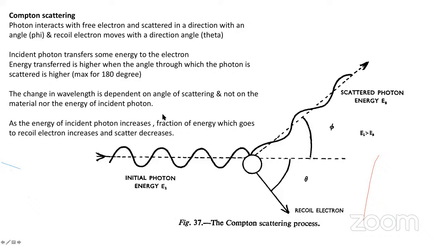And the change in wavelength, basically wavelength is the energy, it's a different way of putting it, is dependent on the angle of scattering and not on the material, nor the energy of the incident photon. But as the energy of the incident photon increases, the fraction of energy which goes to the recoil electron increases and the scatter decreases, because the recoil electron would have that much more energy. All of these have importance when we talk about how energy is deposited and how a clinical beam of higher energy photons would behave as opposed to an X-ray beam of a much lower photon energy.